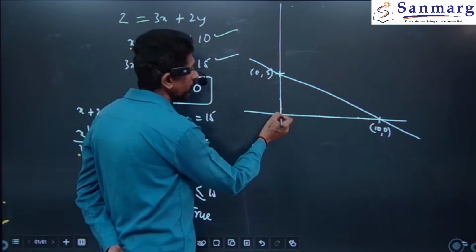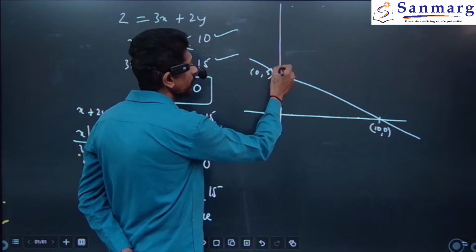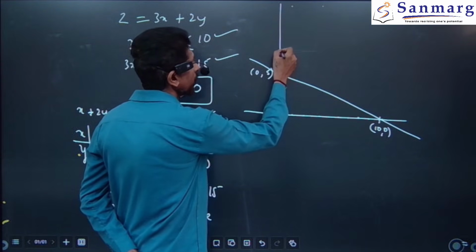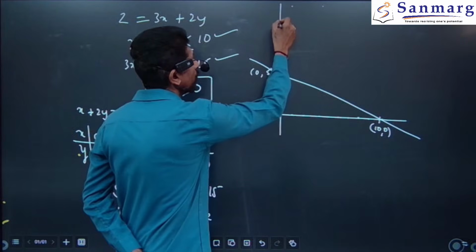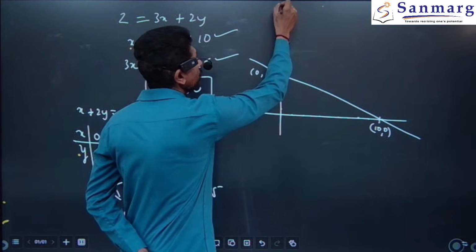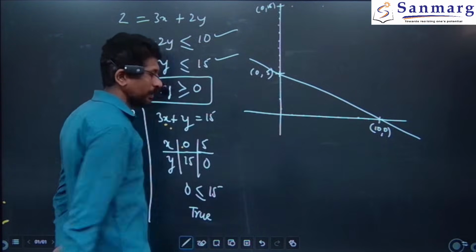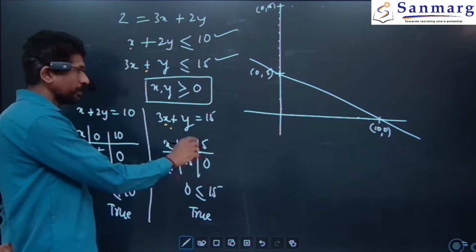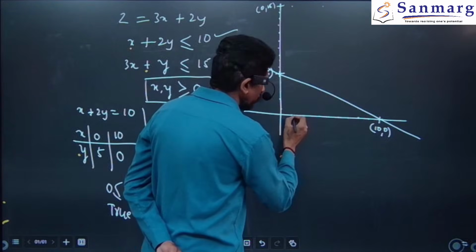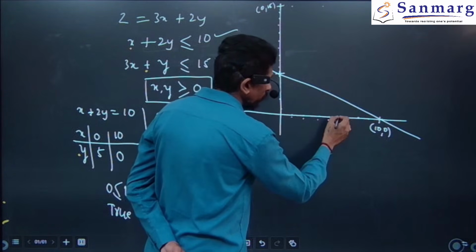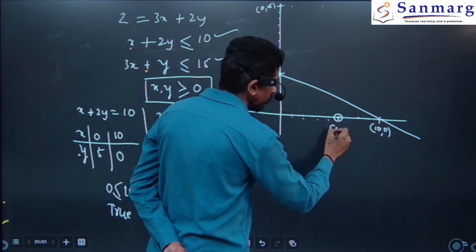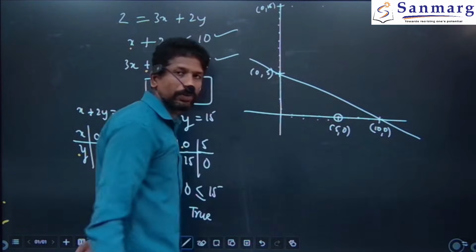15. X is 0, y becomes 15 means 5 is there, 6, 7, 8, 9, 10, 11, 12, 13, 14, 15. The second point will come when x is 0, y becomes 15. And if y is 0, x becomes 5 itself. 1, 2, 3, 4, 5. So this is 5, 0 now for the second equation.